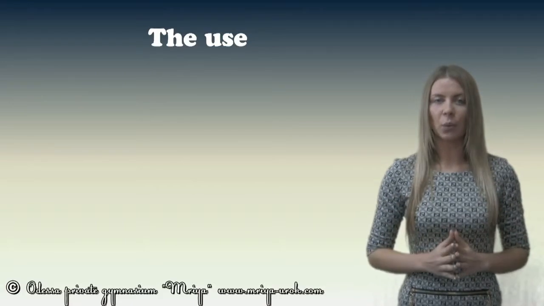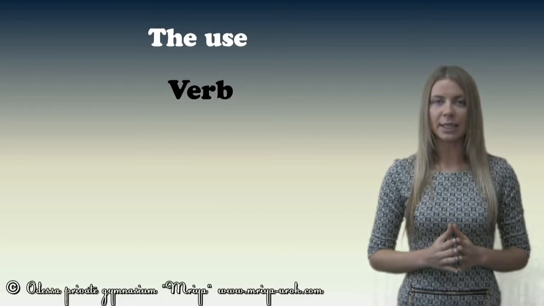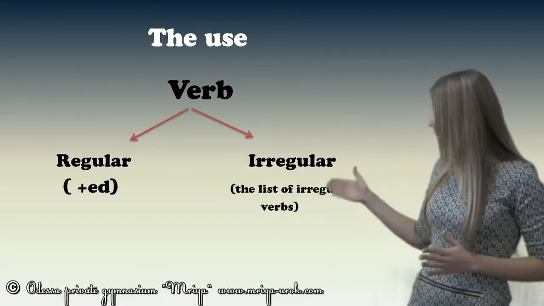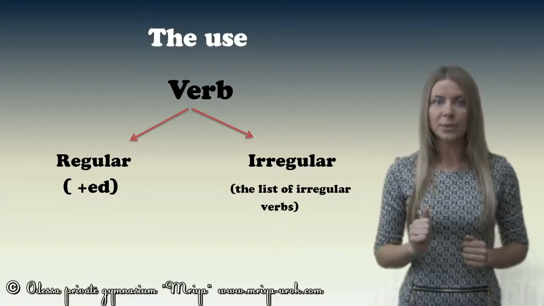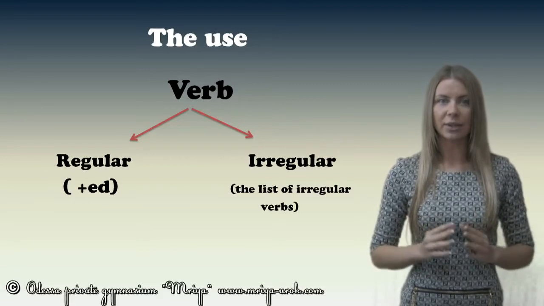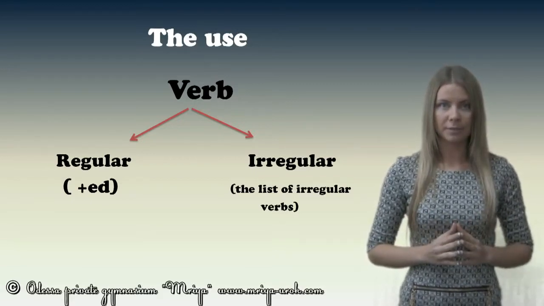But first of all, I want to remind you that all English verbs are subdivided into 2 groups, regular and irregular. Regular verbs add ed ending in the past tenses. Irregular verbs make up the list of irregular verbs.